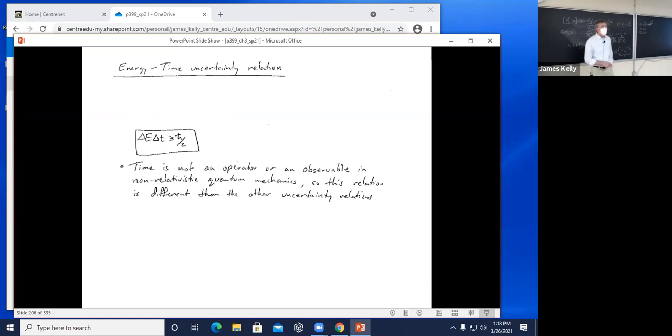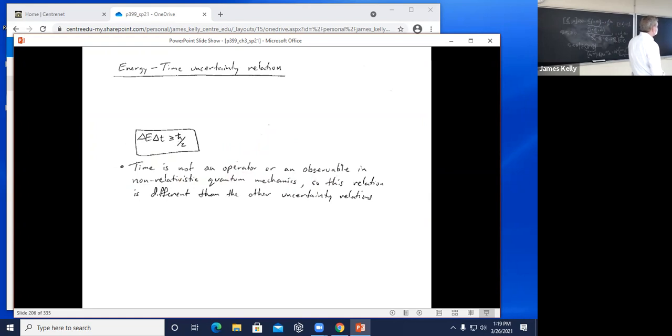Time is a special thing in non-relativistic quantum mechanics. We don't treat position and time on equal footing like we do in relativity. This is a non-relativistic theory. It's based on the non-relativistic definition of kinetic energy as p squared over 2m and so on. There's no gammas in there. So time is not an operator. It's sort of a parameter that tells you how things change as that parameter is changed.